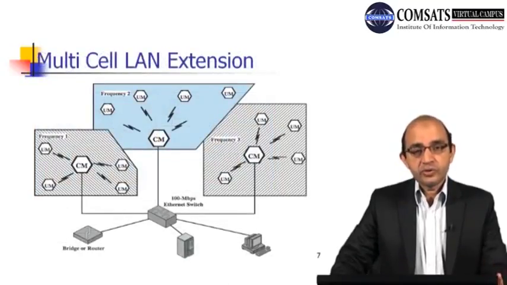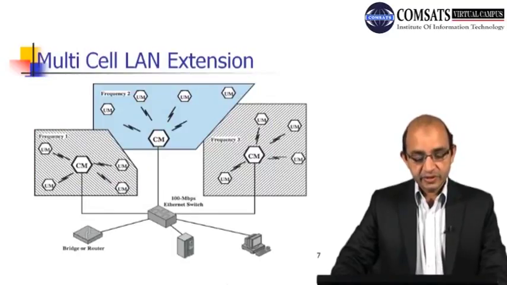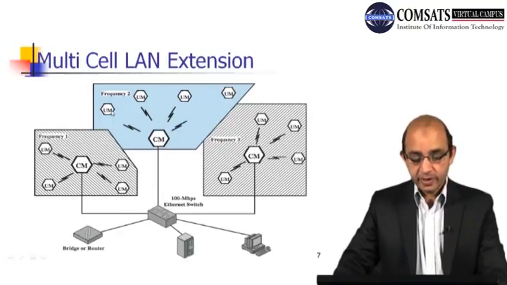And if we join those different cells together, we can have multi-cell LAN extension, right? You can see that in one cell we have frequency 1, and then in another cell another frequency is operating, and in the third cell a third frequency is there. But all the wireless infrastructure is actually supported by this wired infrastructure that is acting as a backbone over here.